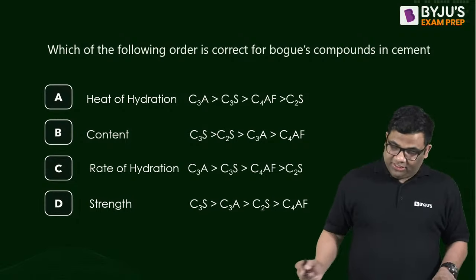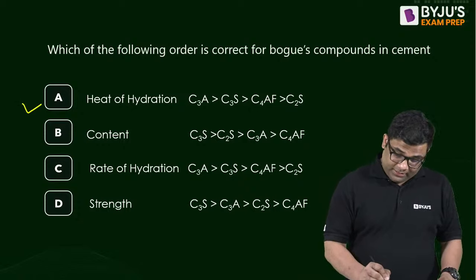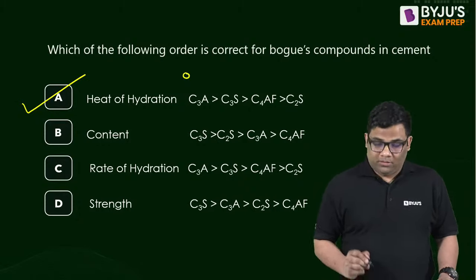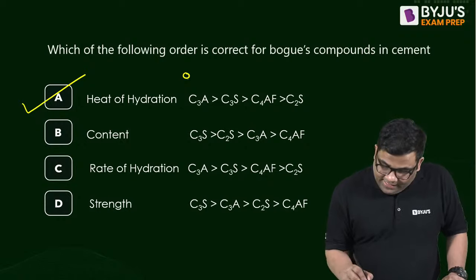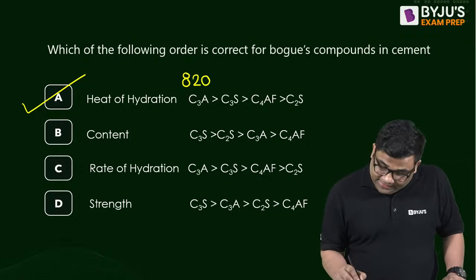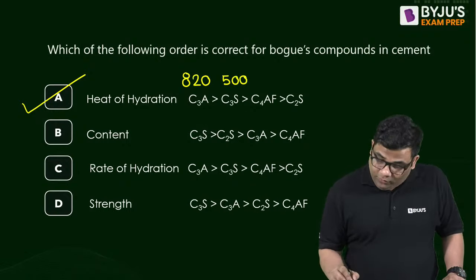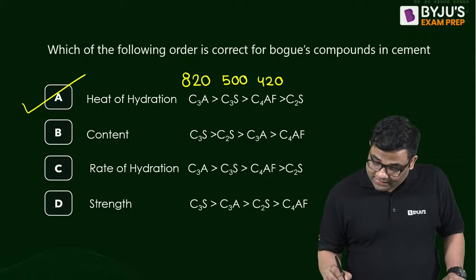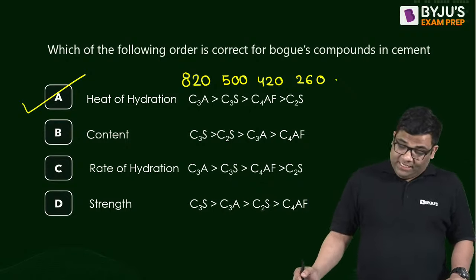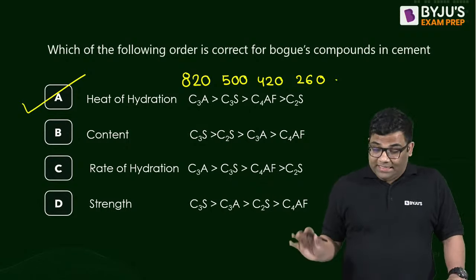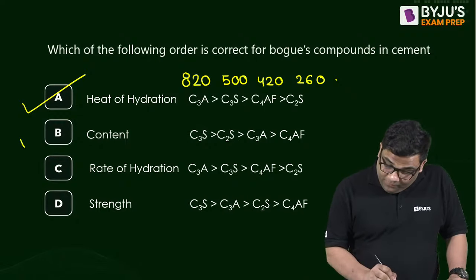When I'm comparing heat of hydration, yes, this is the right order. C3A is 820, C3S is 500, C4AF is 420, and C2S is 260. So this order is correct. Now when we are comparing the content percentage, then also C3S is maximum, then C2S, then C3A, and then C4AF. So A, B, both are correct.